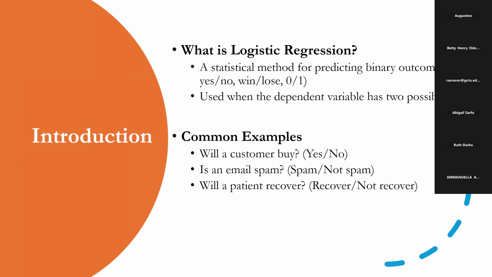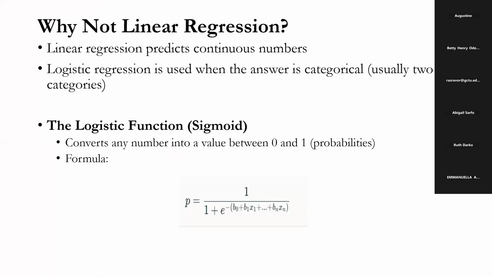So you have it. Common examples: will a customer buy? Yes, no. Is an email spam? Spam, not spam. Will a patient recover? Recover, not recover. Will a person be high? High, not high. Will they increase our salary? Yes. No. So these are some of the things. Are we satisfied at our workplace? Yes. No. Satisfied, not satisfied. That kind of thing.